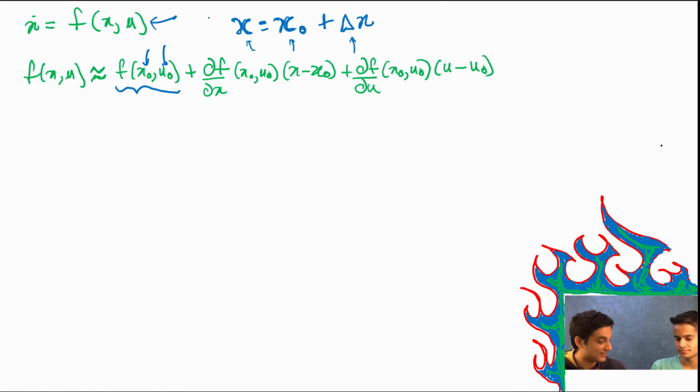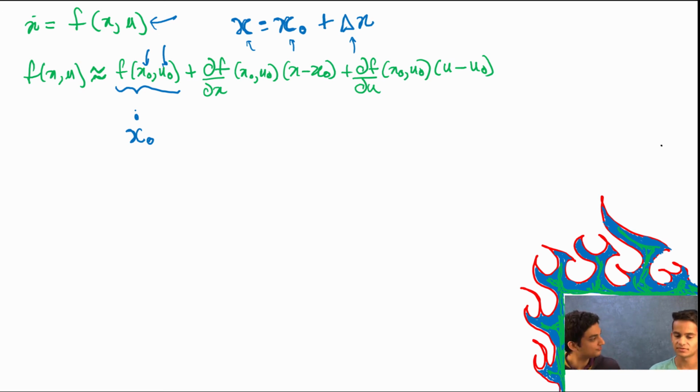Yeah, exactly. So f as a function of the ideal input and the ideal state space would give us how the ideal state space changes as a function of time. So this would be x0 dot, the derivative of x0 as a function of time. Sound good? Sounds good.